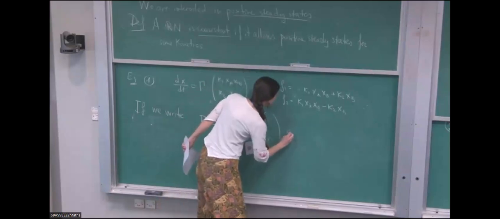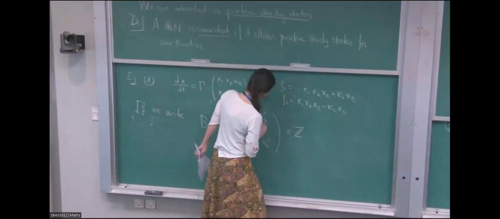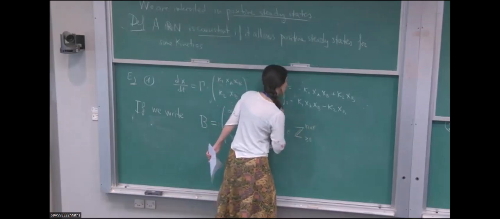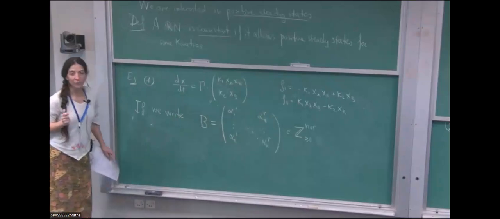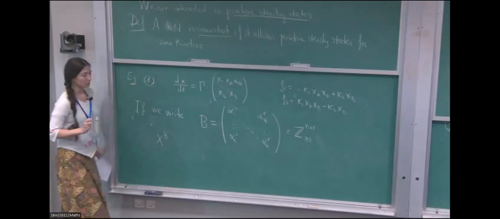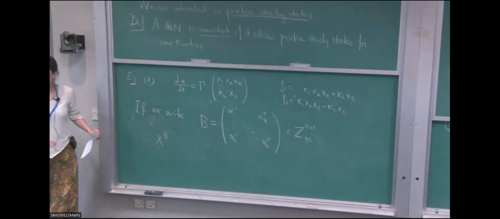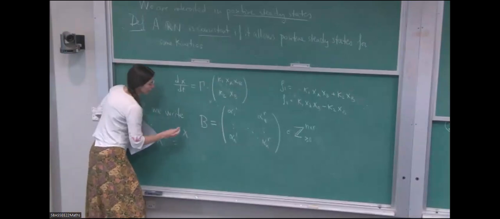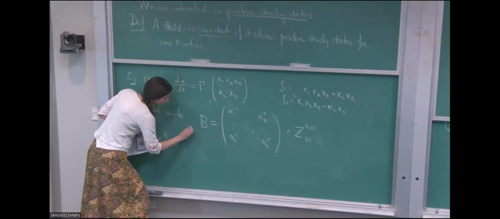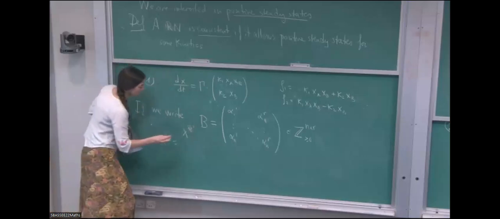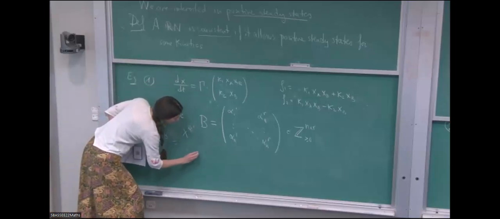Then this is a matrix with non-negative integers, which is n times r. And I will write this for a vector of monomials. So this will be the vector which has the column 1 of this thing, and then the column r.